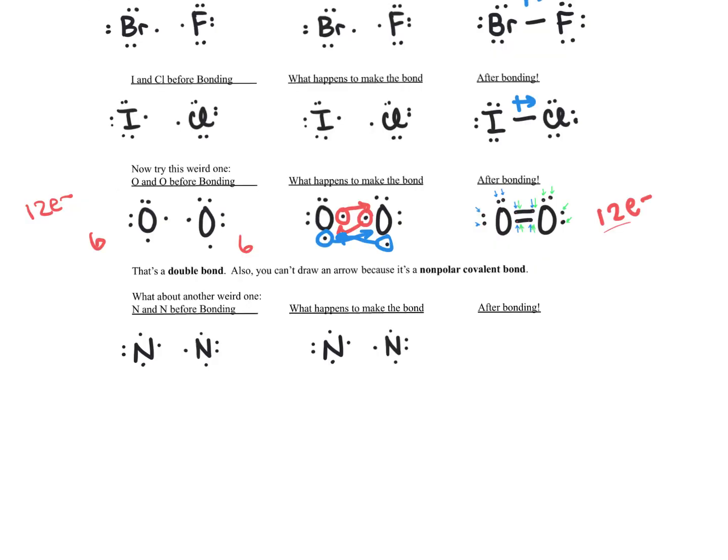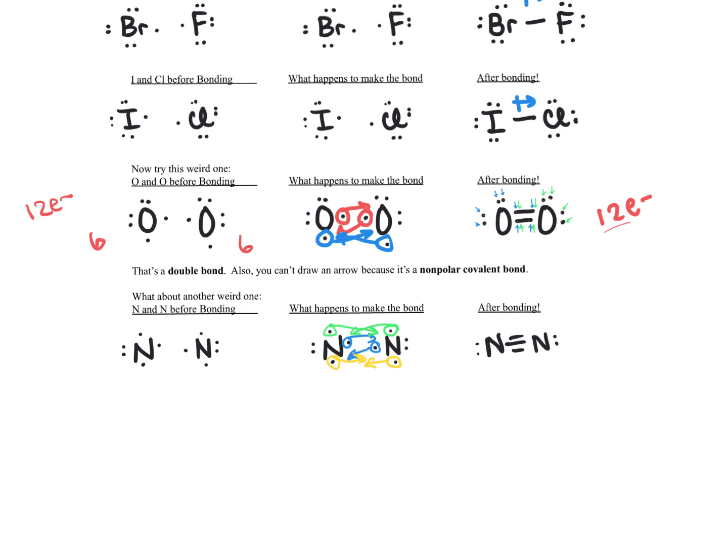Okay, let's see what happens with nitrogen. Each nitrogen has 5 valence electrons, and somehow we're only allowed to use a total of 10, 5 for each, and try to make them both feel like they have 8. I bet you can pause this and figure it out. The nitrogens end up sharing 3 pairs.